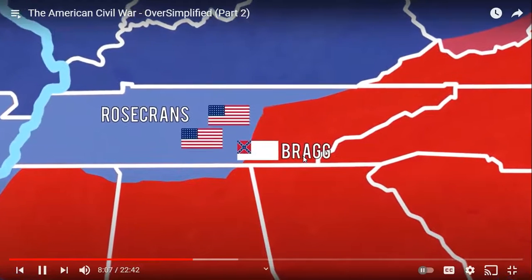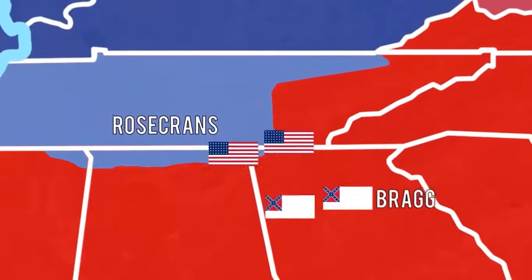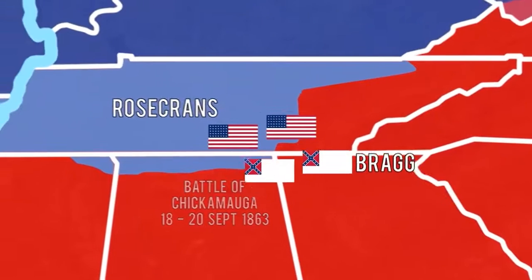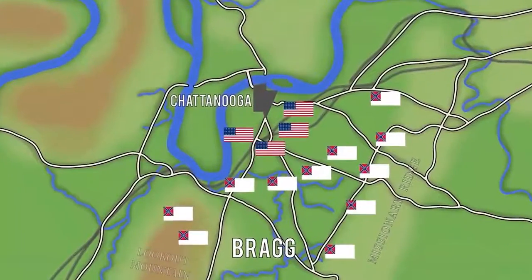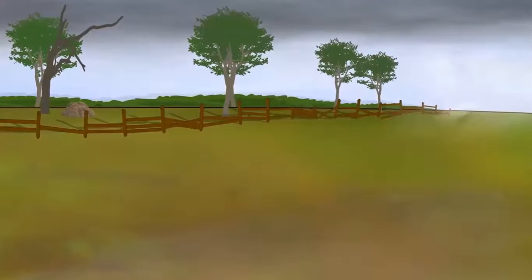Masterfully pushing Braxton Bragg's Army of the Tennessee out of Tennessee, Rosecrans also suffered a major setback, however, at the bloody Battle of Chickamauga and ended up under a Confederate siege at Chattanooga. At one point during the siege, a temporary truce was declared so that wounded men could be recovered.